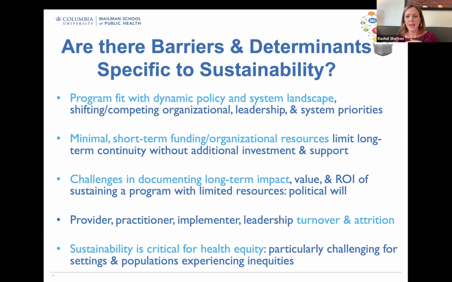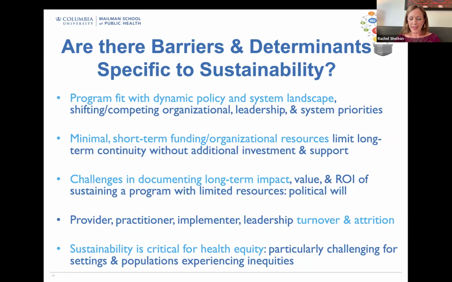What happens over time? Some additional issues that sometimes come up with sustainability are the changing policy landscape. We know there are huge implications of what happens at the national, state, and local level in terms of policies impacting programs. A new leader comes in at a hospital or clinic or public health site, and that can really shift priorities and programming. So changing priorities is a huge issue.